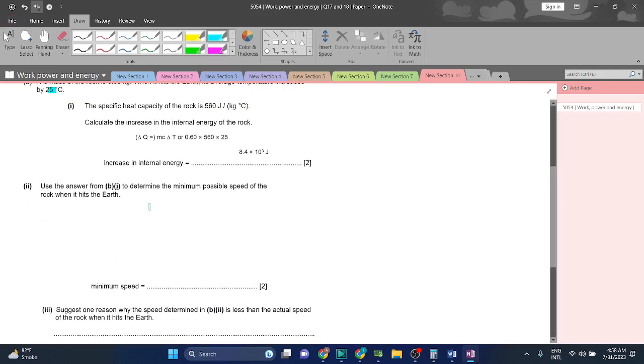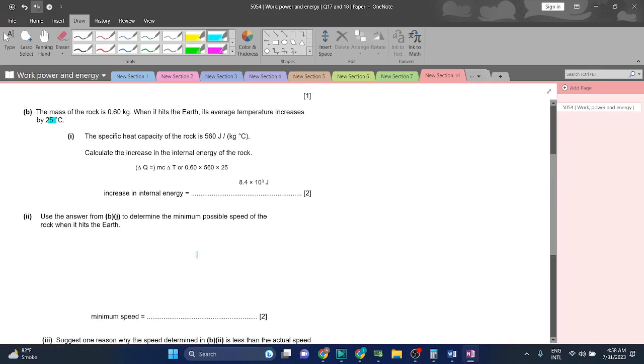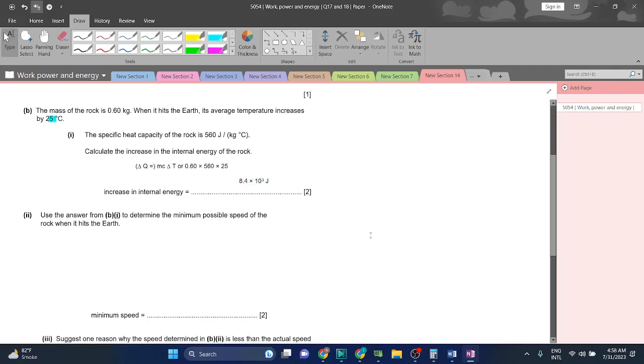Using your answer from B1, determine the minimum possible speed of the rock when it hits the Earth. First of all, we already have the energy, and we also have the mass of the rock. So what we can find is: the energy equals one by two into m, which is 0.6, into v, which is unknown yet. V square, sorry.